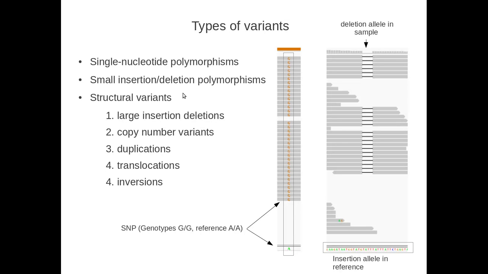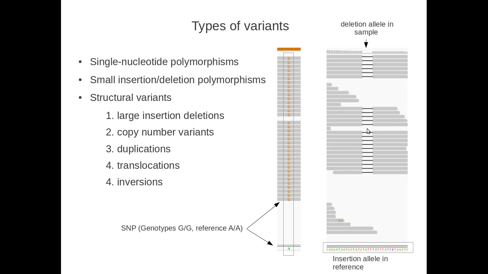There are also what we call small insertion deletion polymorphisms. In case you've forgotten or never knew, this is a visualization of individual reads, similar to the SNP example. But here, the heavy black line indicates missing bases. These are bases that are present in the reference that are missing from these reads in the sample. So the reference essentially has the insertion allele here, where the samples have the deletion allele.